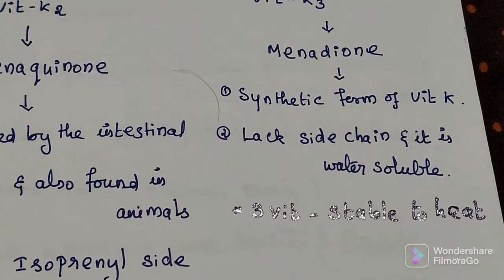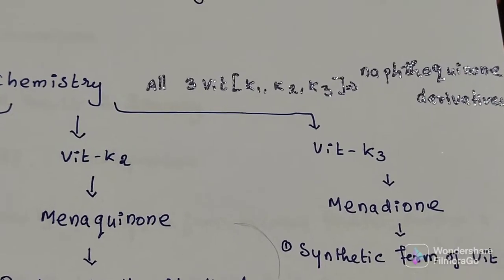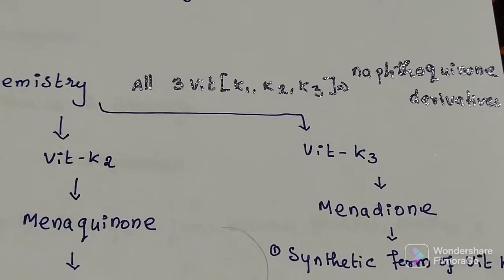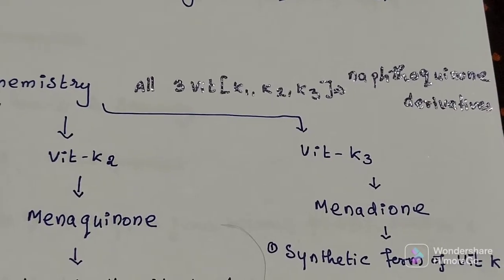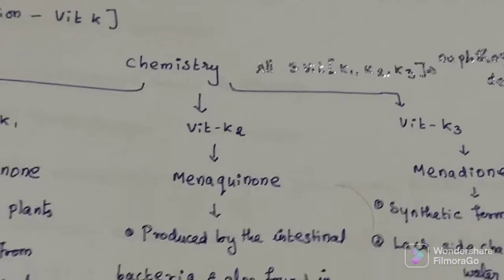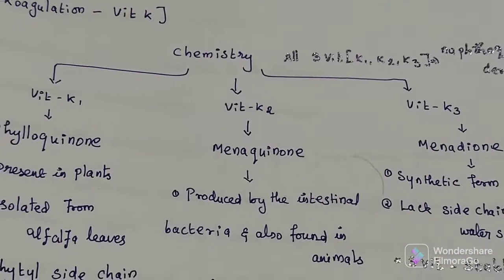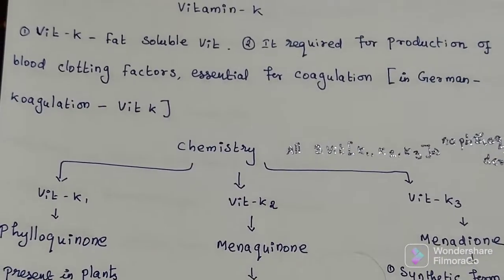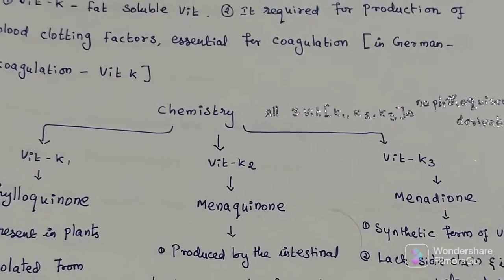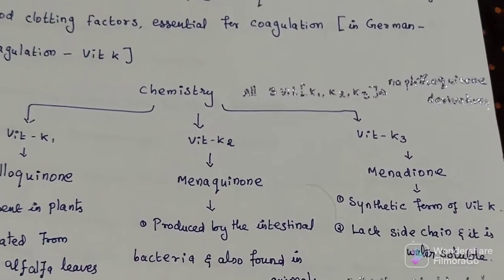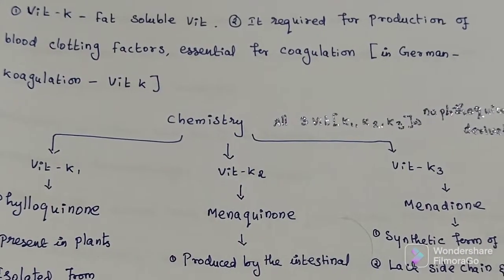These three vitamins are stable to heat. These three, vitamin K1, K2 and K3, are naphthoquinone derivatives. This is the only vitamin that acts as a coenzyme. K1 is the fat soluble one, but vitamin K3, menadione, is the water soluble one. K is a German word; coagulation means vitamin K.